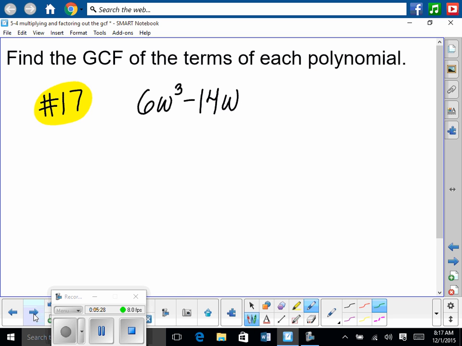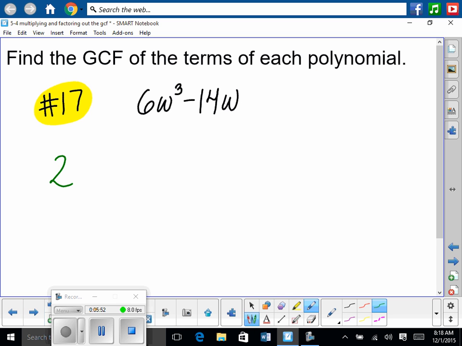Okay, so once again, let's look at number 17. So we have 6w cubed minus 14w. All right, so let's think about this in pieces. What do they both divide by? 6 and 14. 2. Can you think of anything greater? No? Right? 2 is the greatest thing. So we're going to pull out a 2.